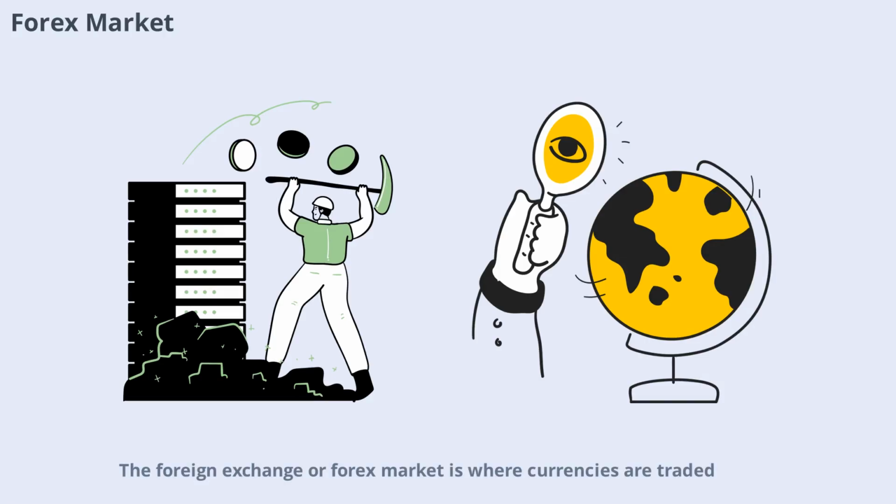Foreign exchange, or forex, market is where currencies are traded. It is the most liquid market globally, as cash is the most liquid asset. Major participants include banks, commercial organizations, and investment management firms. The forex market operates 24/7, reflecting the global nature of currency trading and its importance in international finance.